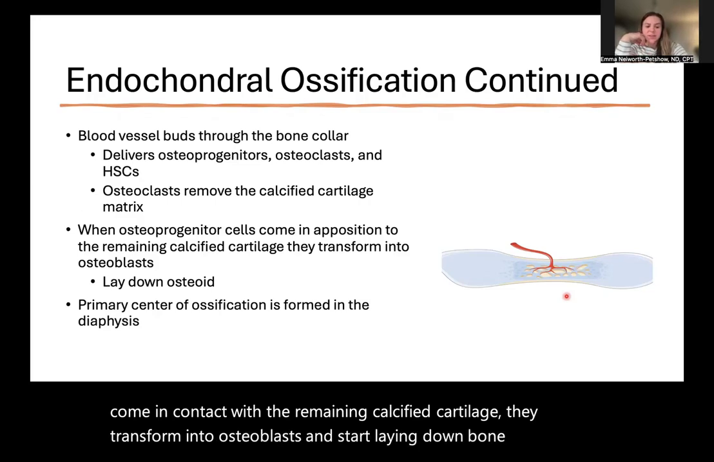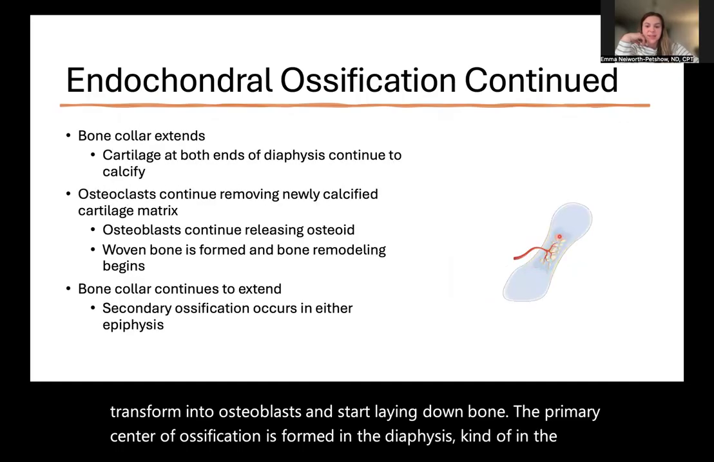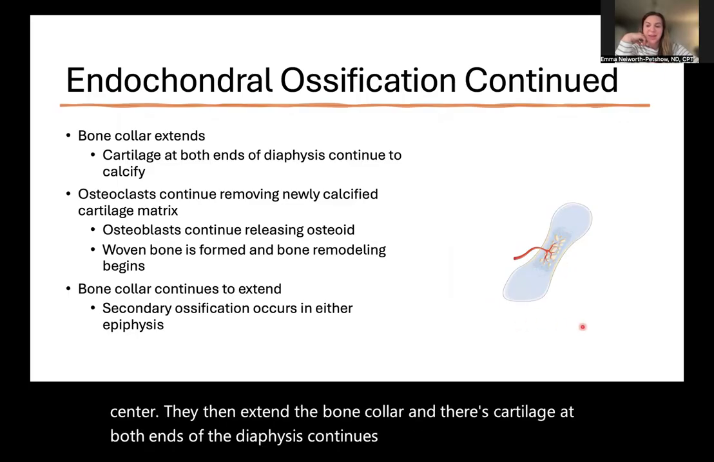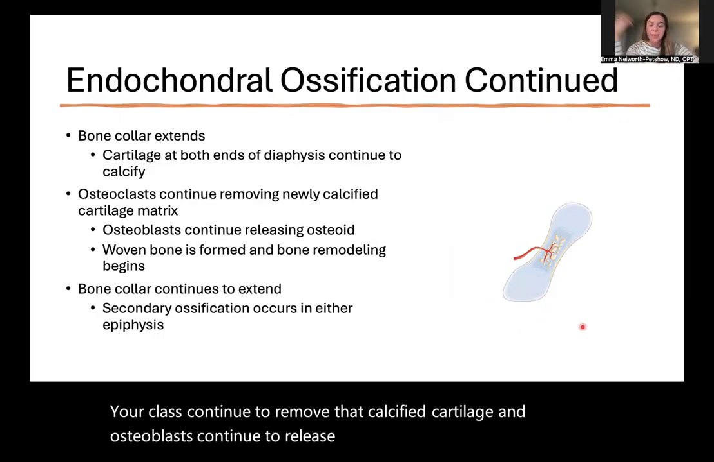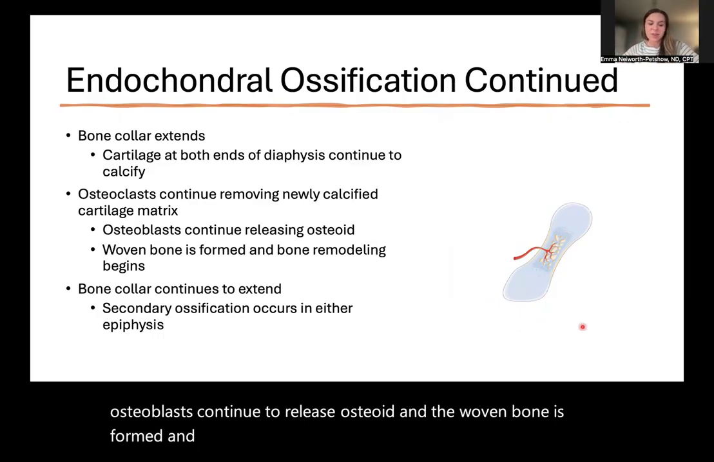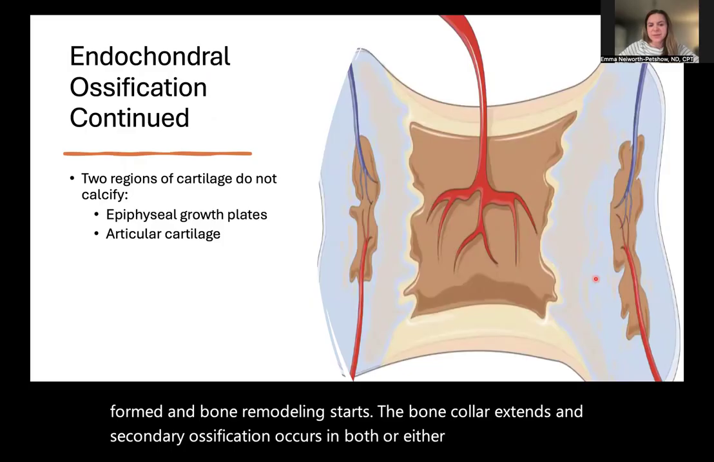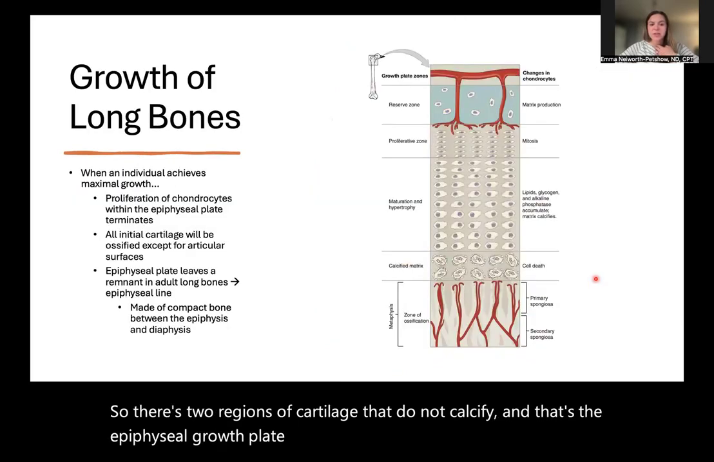The primary center of ossification is formed in the diaphysis, kind of in the center. They then extend the bone collar, and the cartilage at both ends of the diaphysis continues to calcify. The osteoclasts continue to remove that calcified cartilage, and osteoblasts continue to release osteoid, and the woven bone is formed and bone remodeling starts. The bone collar extends, and secondary ossification occurs in both or either epiphysis. So there's two regions of cartilage that do not calcify, and that's the epiphyseal growth plate and articular cartilage.